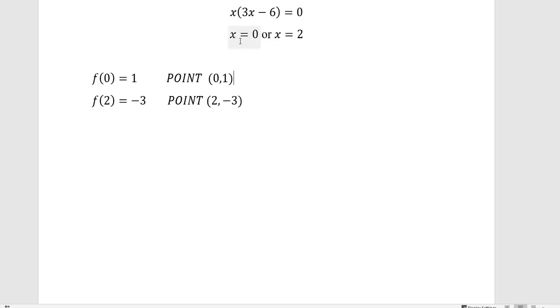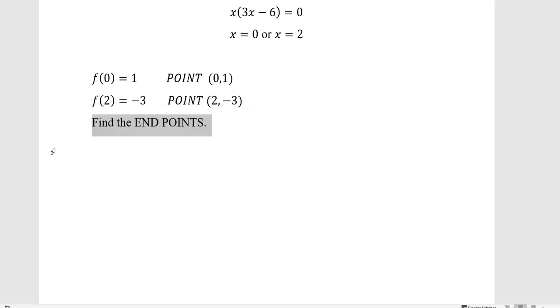Now I need to plug these two values that I found, the critical points, into my original function. When I plug in 0 into my original function, I get f of 0 equals 1, which corresponds to the point (0, 1). When I plug 2 into my original function, I get f of 2 equals negative 3, which corresponds to the point (2, negative 3).